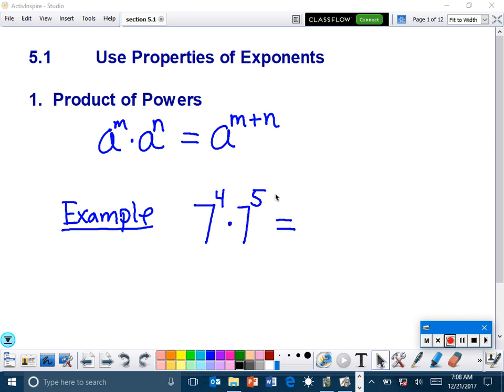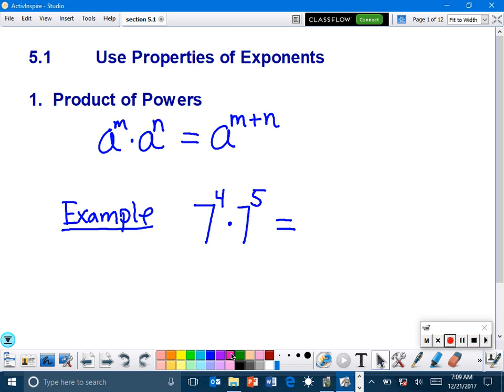Chapter 5.1, using properties of exponents. Property number 1 is the product of powers. We have a, remember a is called the base, to the m power, and a to the n power. The bases are the same, and so therefore we add the exponents. Product of powers, we add the exponents.